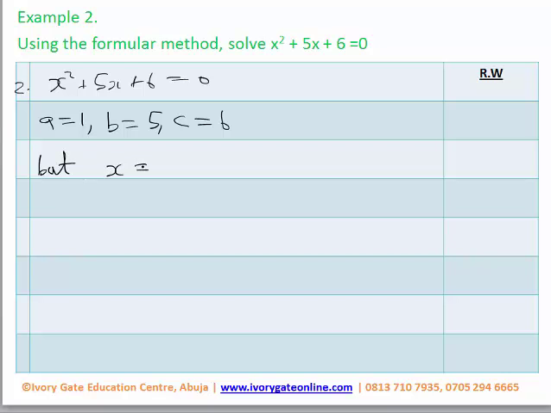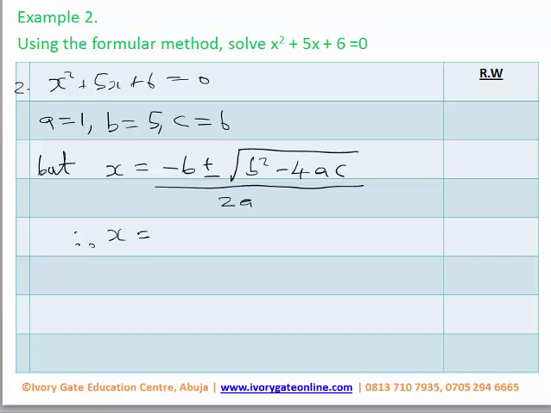But we have the relation, that formula, x is equal to minus b plus or minus square root of b squared minus 4ac. Remember, this is the discriminant, all over 2a. So plug in the values of the constants here.